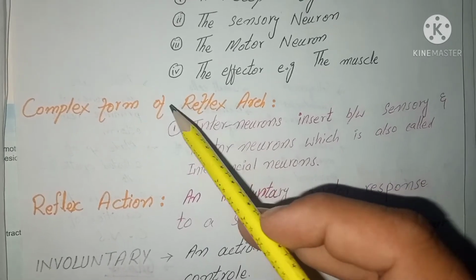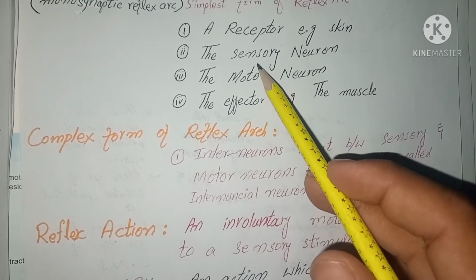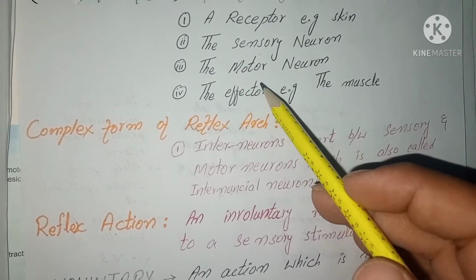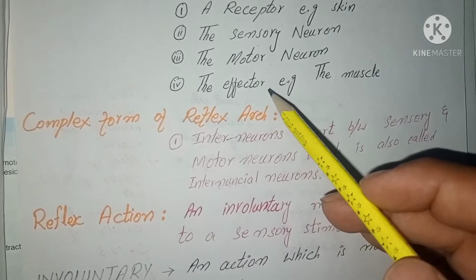So in the complex reflex arc, between the sensory neuron and the motor neuron there are interneurons, also called internuncial neurons. This is the complex form.